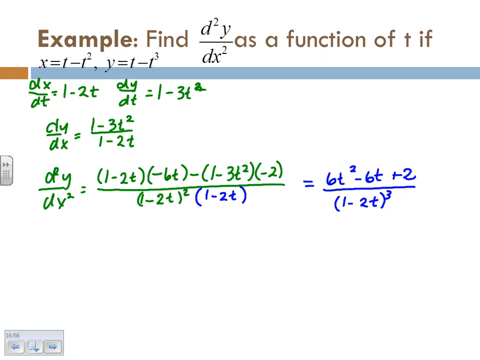If you want to factor out the 2 in the numerator, go for it, but it doesn't help you. That's your second derivative. That's all I wanted you to find here. So now that we've all got that, we're going to go to this next problem, which is a little more applicable.